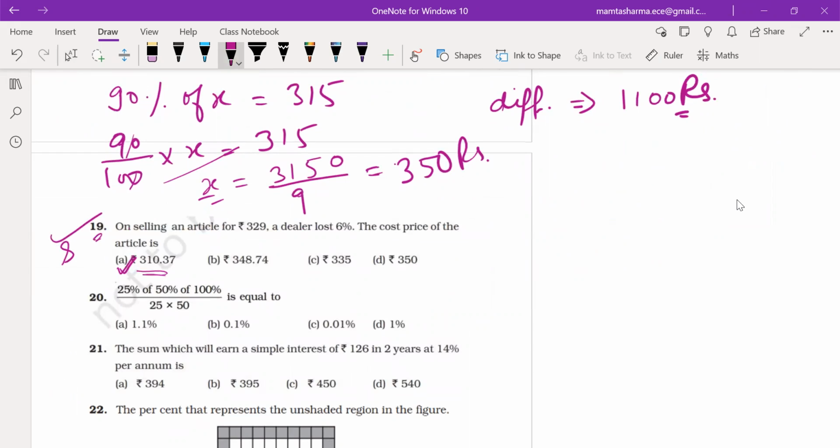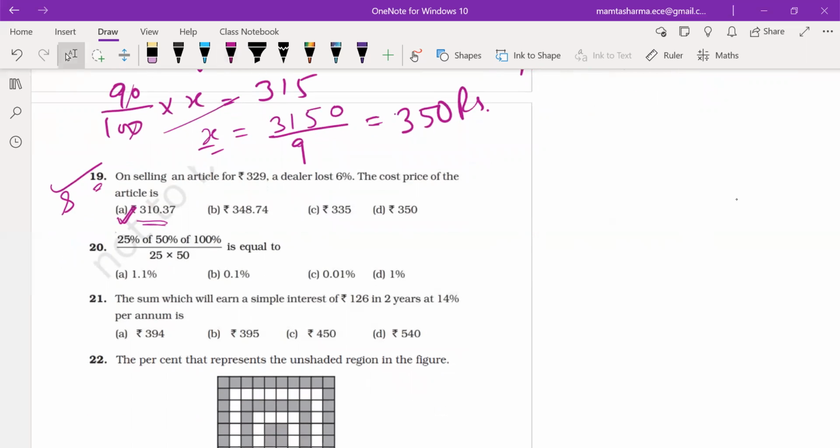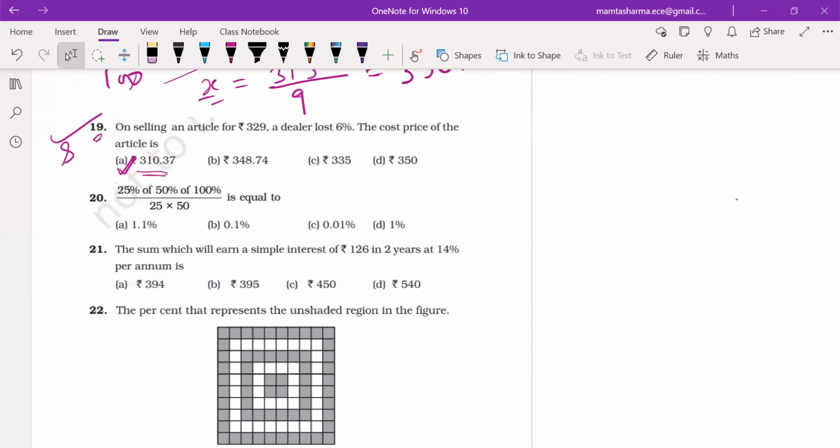Is that correct? Chaitanya, is that correct? Correct or not? One minute, ma'am. Okay. Do it fast. We have to start the new chapter, symmetry.